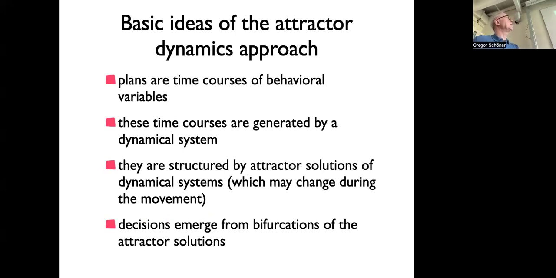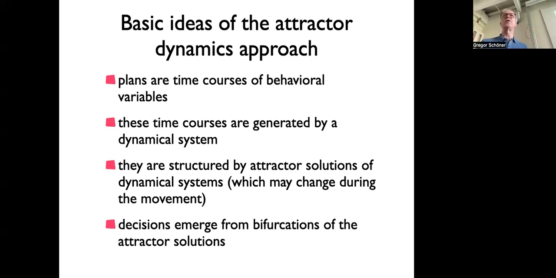The basic idea is that movement plans for vehicles are time courses of behavioral variables. We will actually only discuss one here, heading direction. These time courses will be generated by a dynamic system, a differential equation, which we built. The equation is built and designed by us so that its attractor solutions generate these time courses. I'll have to talk about how an attractor solution can generate a time course, because so far from the lecture that Lucas gave you last week, you might think that these are mostly fixed point attractors.